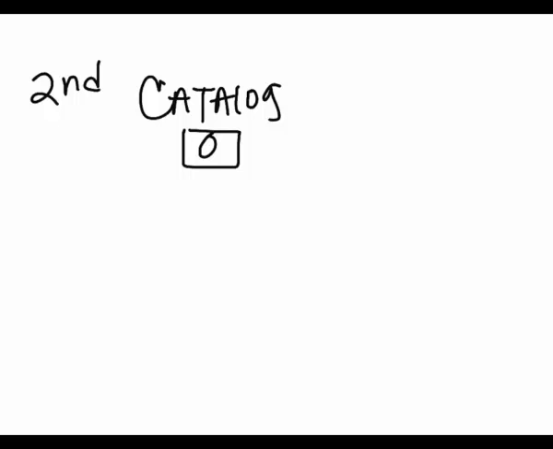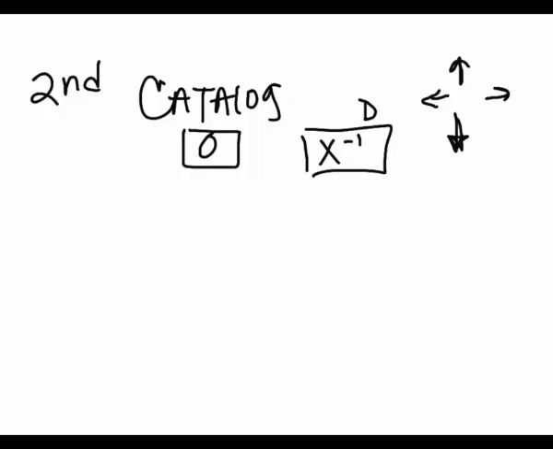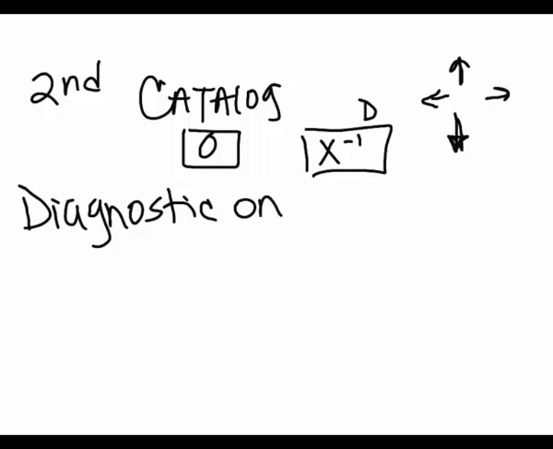Then I want you to hit the X to the -1 button. It has a D above it, the letter D, and if you hit that, it should take you straight to the D's. Then hit your down arrow until you get to diagnostic on. Where it says diagnostic on, hit enter, and then hit enter again, and it should say done.